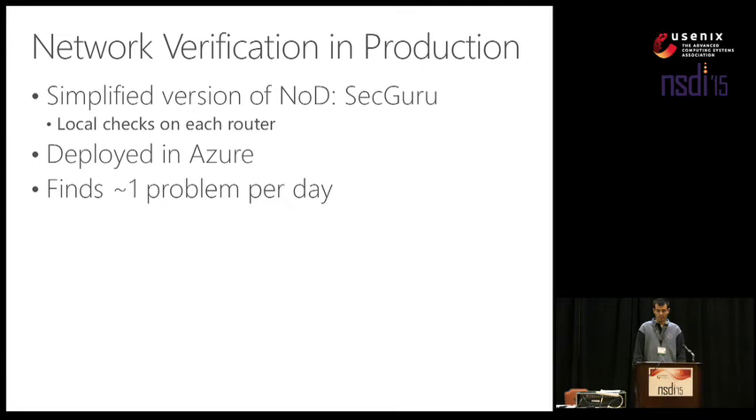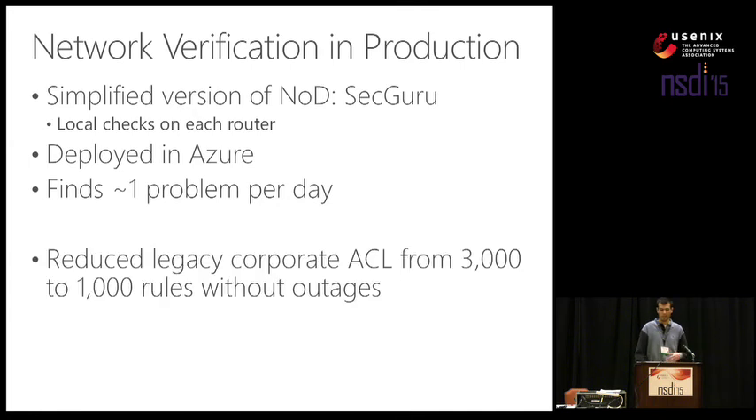And it's finding about one problem per day right now, worldwide. Another cool thing of SecGuru is that it was used to reduce the corporate ACL from 3,000 to 1,000 rules without any outages. So SecGuru was used to prove the equivalence between two configuration files, or actually to show what were the differences, and then the network operators could acknowledge whether this difference would make sense or there were bugs.